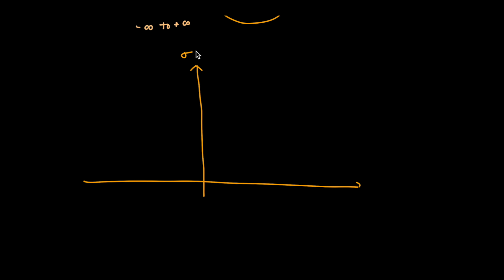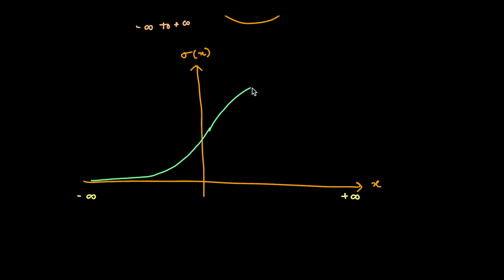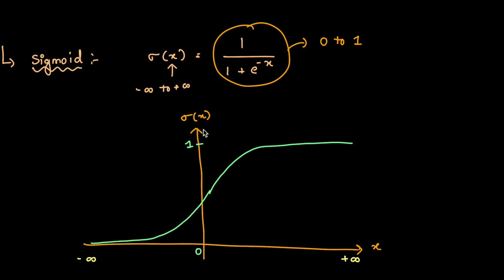If we see this visually, on the y-axis we plot sigmoid of x, whereas on the x-axis we have x. We know the input can be anywhere from minus infinity to plus infinity, but the output is between 0 and 1 only, and the graph of sigmoid will look something like this, where this is 0 and this is 1. It will not cross 1 and it will not go below 0. This is the graph of the sigmoid function, and we have seen this in logistic regression as well.